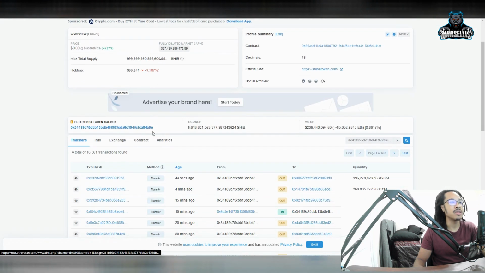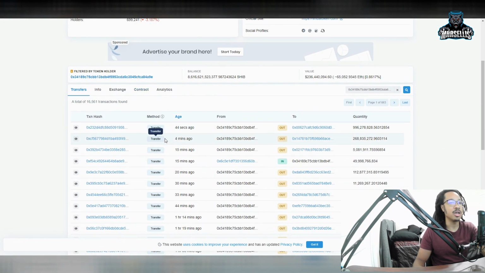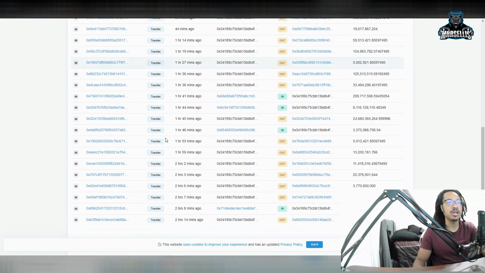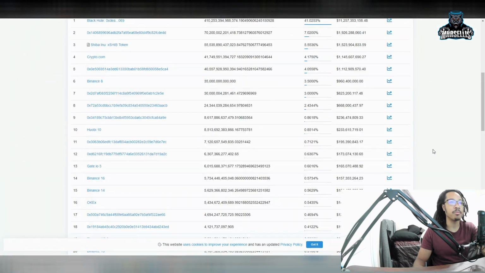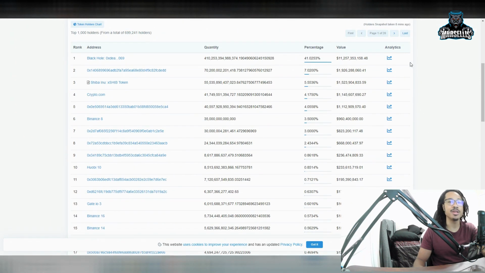And over here, you can see a lot of whales come in. They come in just to profit off of Shib. Look at all these sell orders. I mean, these whales are manipulating Shib. I'm not going to lie, these whales are definitely manipulating Shib.